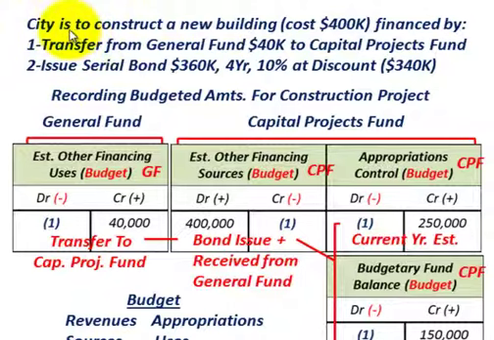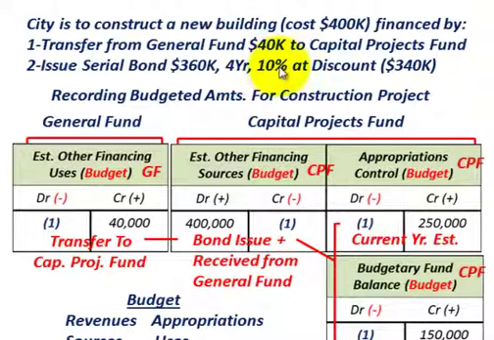The city is going to construct a new building, and they're estimating it's going to cost $400,000. It's going to be financed, first, by a transfer from the general fund of $40,000 to the capital projects fund, where we're building this new building. Secondly, the city is going to issue serial bonds, $360,000 worth of par value or face value. They'd have a 4-year bond.